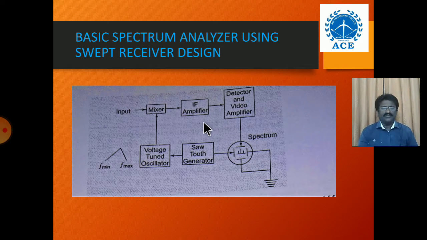So here the IF component is amplified and detected if necessary, and then applied to the vertical plates of the CRO. So these are the vertical plates of the CRO. Here CRO means we are taking the spectrum analyzer. So now here we have to provide one signal from the sawtooth generator, the other from the video detector and video amplifier. This will come from the IF.